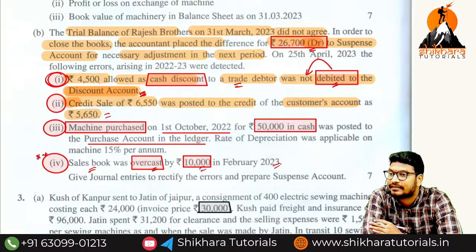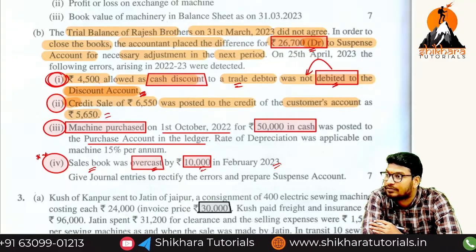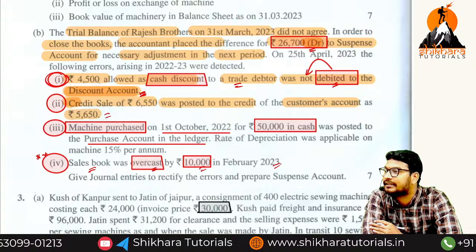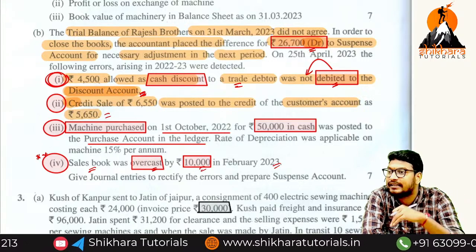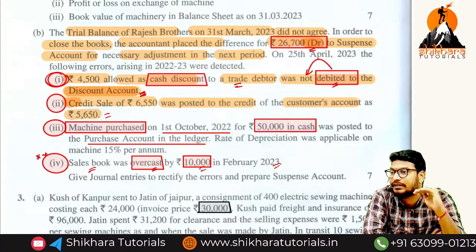Likewise, sales returns and purchase returns also. Sales returns is an expenditure, purchase return is an income. Because purchase is an expense, purchase return is income. Sales is income, so sales returns is an expense. You can think like that.